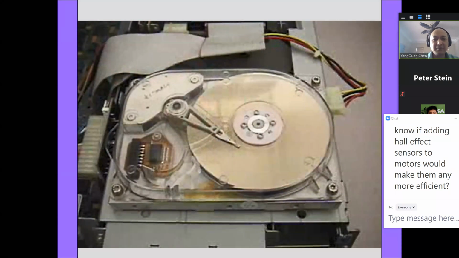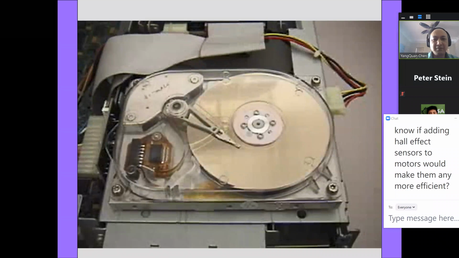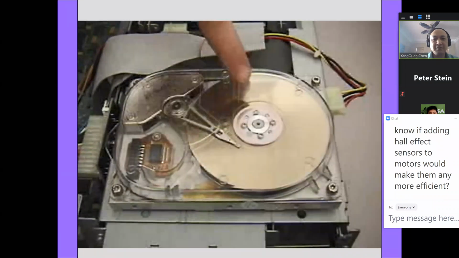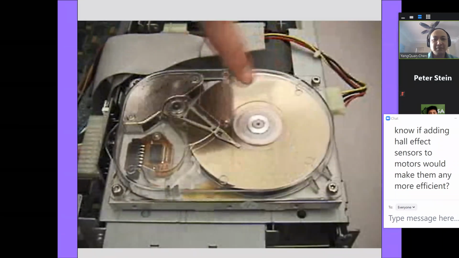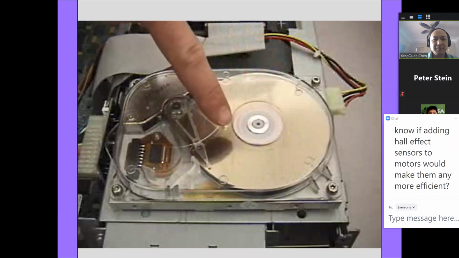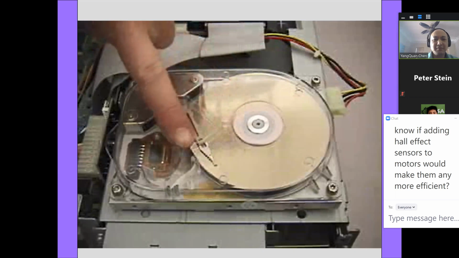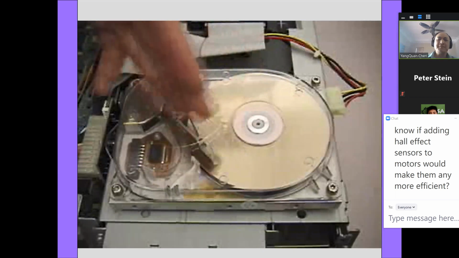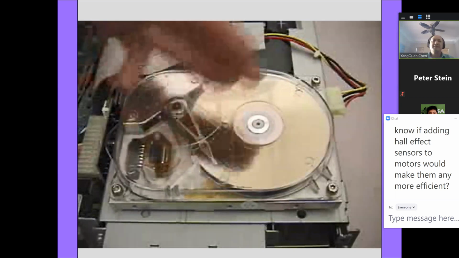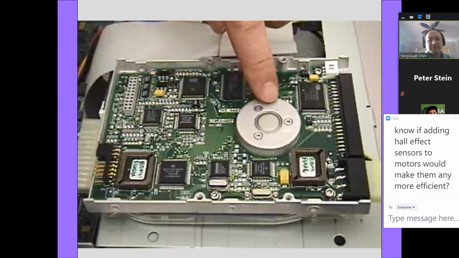When the power is applied to it, the first thing it does is spin up. Once it gets to full speed, it reads sector marks off of the disk. The head then goes out, reads information from various different tracks, and it calibrates the voice coil motor for the radial actuation. The whole thing is run by a microcontroller.